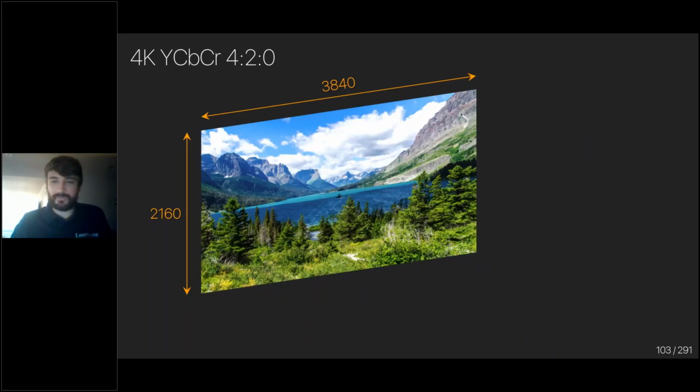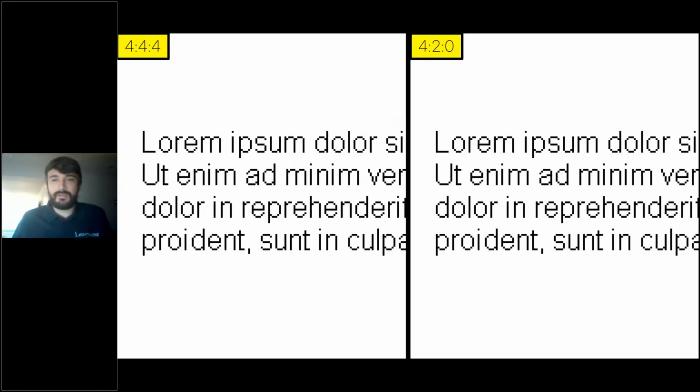So now I'm going to show you some images that will give you some examples of what this actually looks like. So here on the left, you see 444 and 420 on the right. Is it possible to see the difference here? Well, no, because this is a black and white image, so it's only using the Y component, so the color information is kind of irrelevant here. So these are going to be identical.